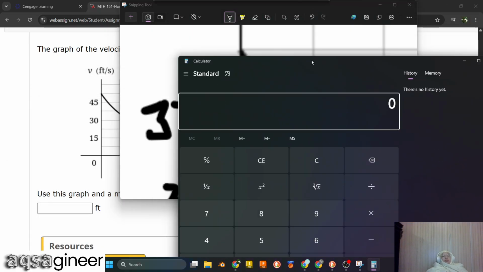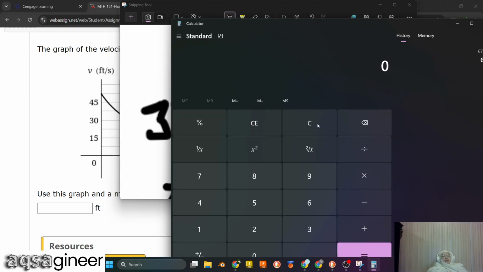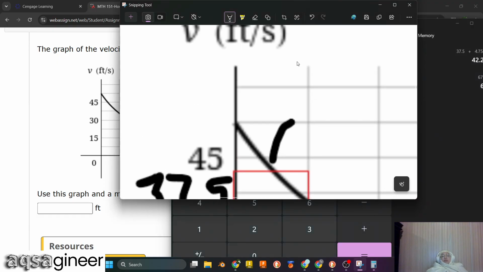So let's do 37.5. I did not mean to type that at all. I was trying to type 37 and I clicked 67, sorry. 37.5 plus 4.75 equals 42.25. So we're going to name you 42.25.